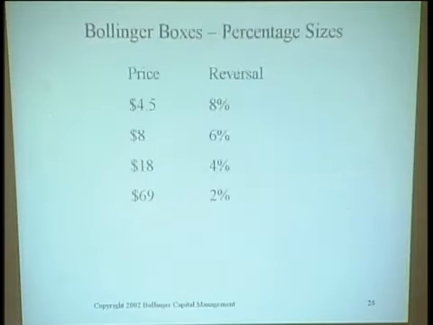So here's some examples of percentage sizes for Bollinger boxes. At $4.50, a Bollinger box is roughly 8%. At $8, it's roughly 6%. At $18, it's roughly 4%. And at $69, it's 2%. So you can see that we have a curve here. As we get lower and lower in price, the box size gets larger and larger as a percent of price.